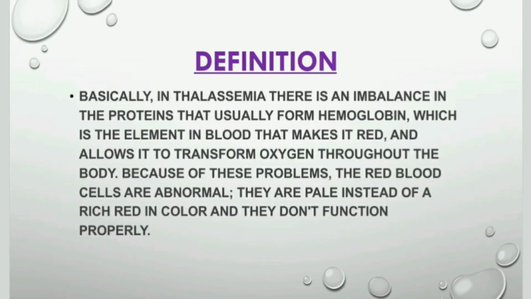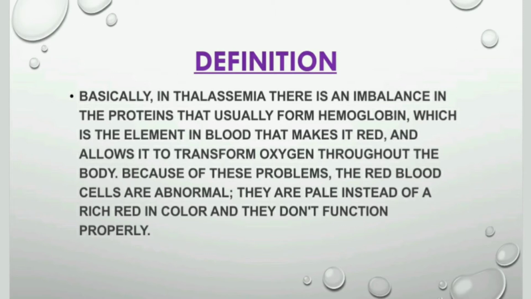After this, we have definition. Basically, in thalassemia, there is an imbalance in proteins that usually form hemoglobin, which is the element in blood that makes it red and allows it to transport oxygen throughout the body. Because of these problems, the red blood cells are abnormal. They are pale instead of rich red in color and they don't function properly. Which means when there is imbalance in proteins that form hemoglobin, then it causes thalassemia.